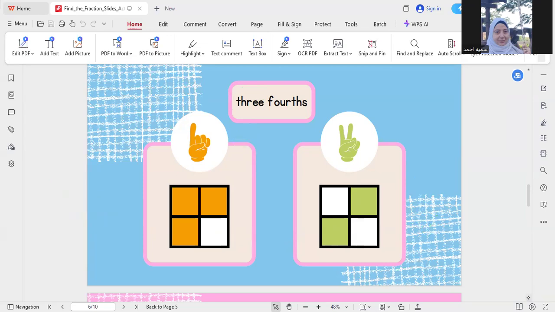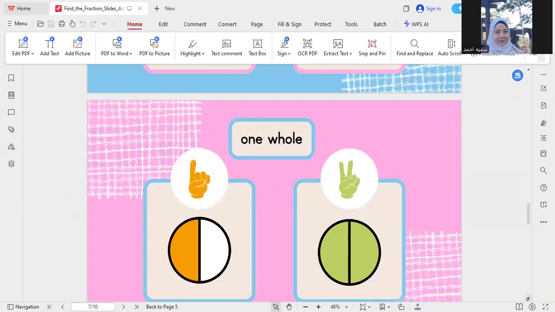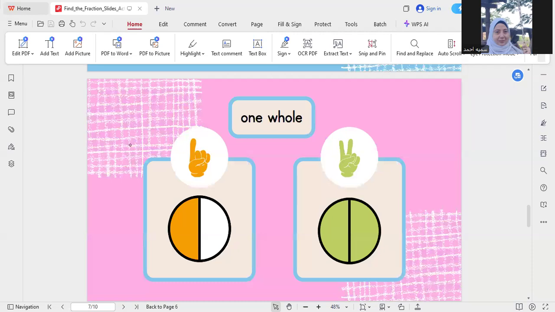and then 2/2. 2/2 means what? It means after dividing the whole object into equal parts, we took all parts, or we colored all parts, or we ate all parts, or we shaded all parts. Here we have a part shaded and a part unshaded. So this is the wrong answer.